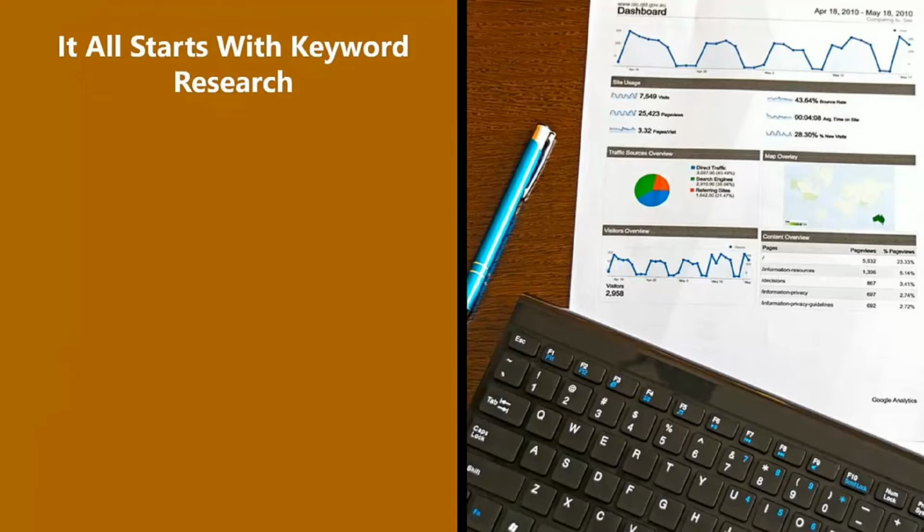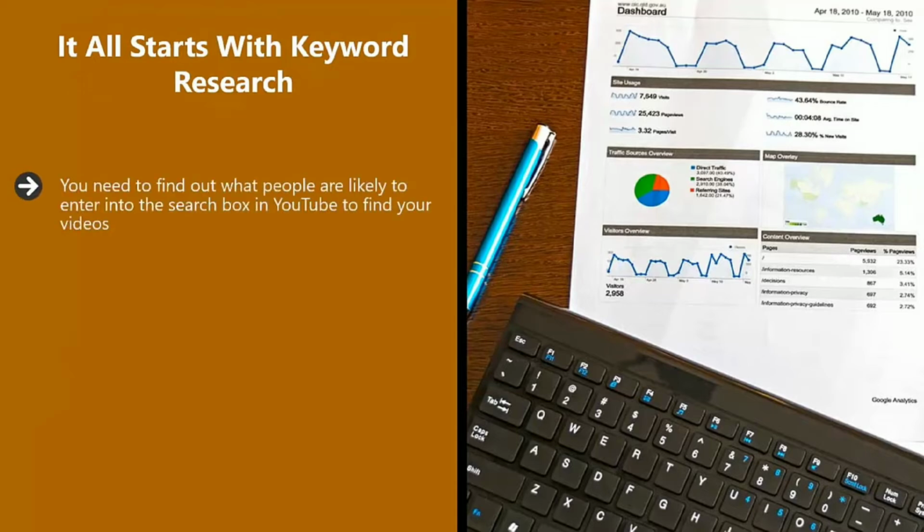It all starts with keyword research. You need to find out what people are likely to enter into the search box in YouTube to find your videos. The best way to do this is through keyword research. You can do this for free using the Google Keyword Planner. You will need to create a free Google AdWords account to access this tool.